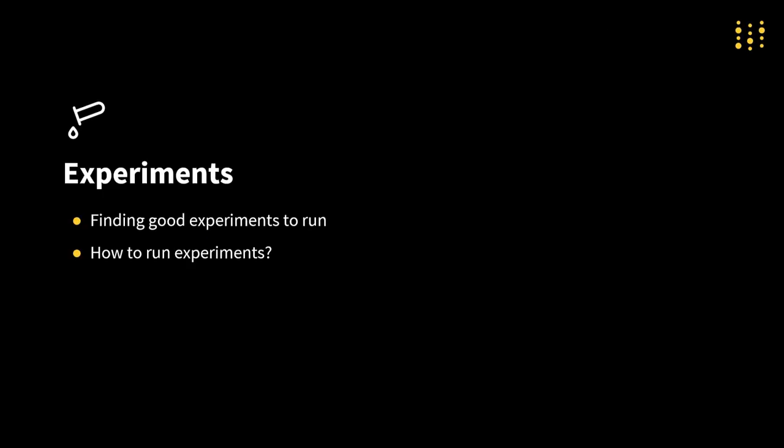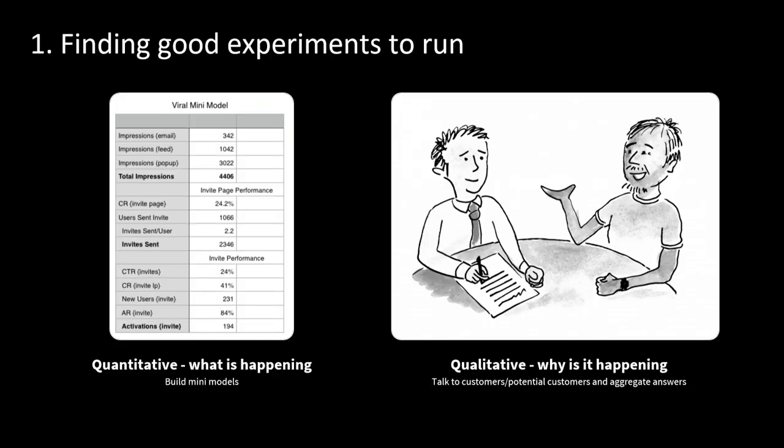All right, experiments. Finding good experiments to run and then ultimately how to run them. There are really two modes of experimentation. One is continuing to optimize an existing experiment that you've defined. I would put this in the quantitative bucket, right? We're collecting metrics and we're just gonna try to make it better. And then two, discovering new experiments to run. This is more qualitative. We're gonna be talking to customers, prospects, et cetera. So how to find good experiments to run?